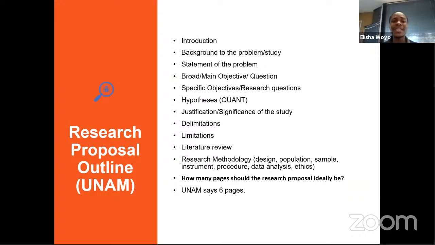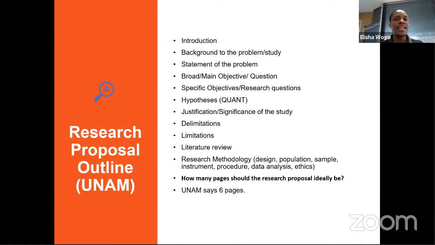Then you also need to demonstrate the limitations of the study. When we talk about limitations, one thing I like at where I work currently is that there are some things they have indicated categorically in their prospectus for postgraduate studies: time is not a limitation of the study. Money is not a limitation of the study. Brilliant. Why?